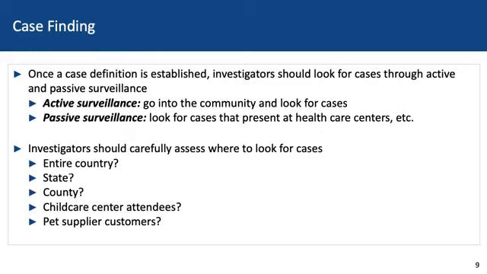Investigators should carefully assess where to look for cases based on what they think the likely etiology, or rather cause, of an outbreak is, and where they think people might be at risk. So for instance, in this monkeypox infection, we'd have to decide, where do we look for monkeypox cases? Should we look across the entire country, the state, the county, just at childcare center attendees, or just at pet supplier customers? So here we're trying to balance making sure we catch all the cases that are relevant with making sure we don't conduct an investigation that's too wide and covers too big of an area to actually be practical.